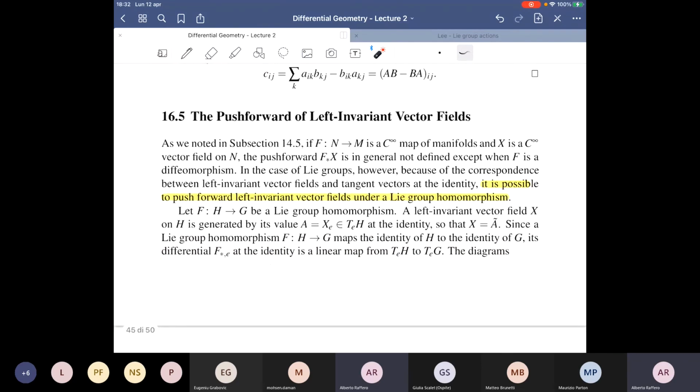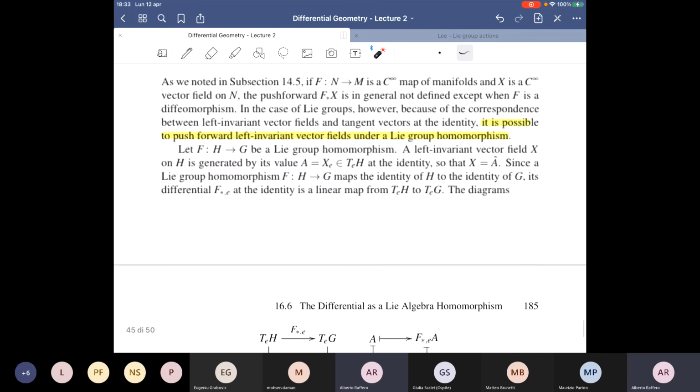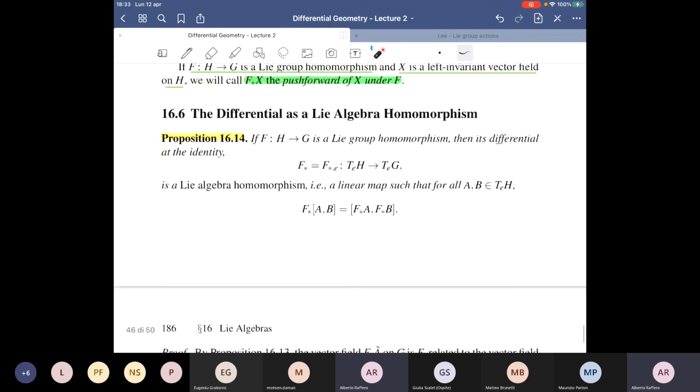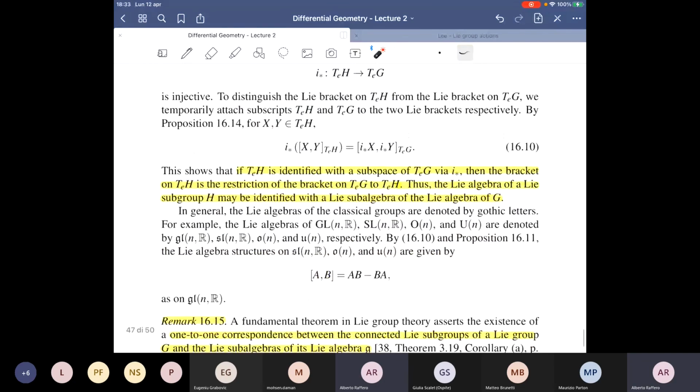And yeah, I won't have time to discuss this part, so I will skip this. And this just relates in some way the Lie algebra of a Lie subgroup of a Lie group with the Lie algebra of the Lie group. But as you may imagine, it will be a Lie subalgebra. And of course, one needs some work to show this. And so it's all this part here.